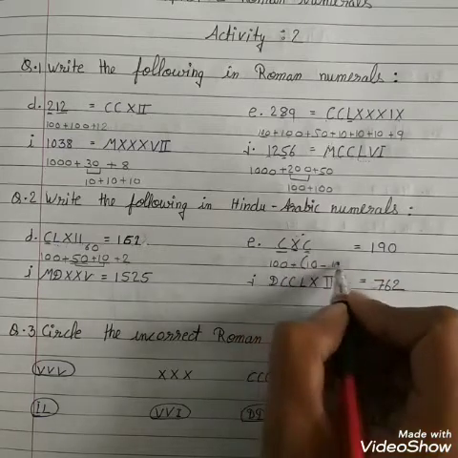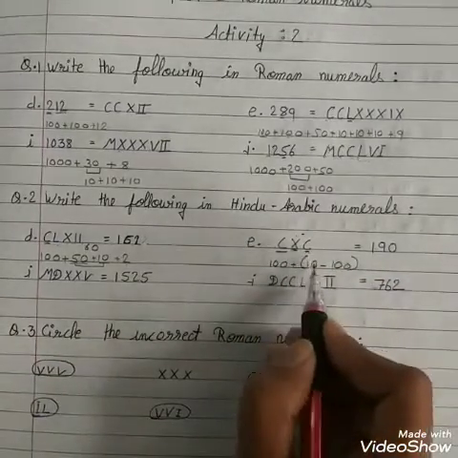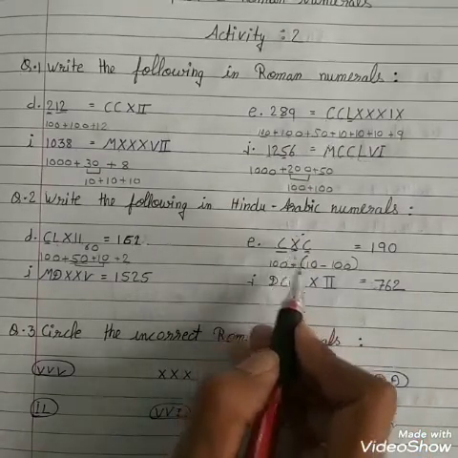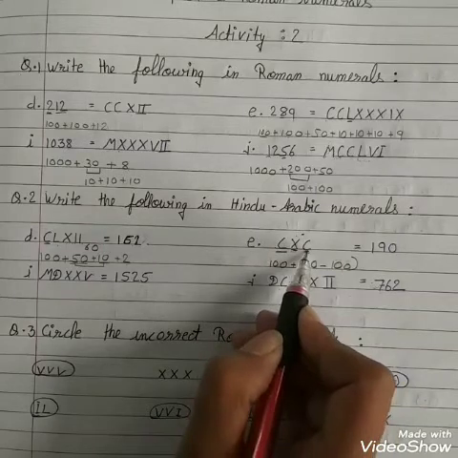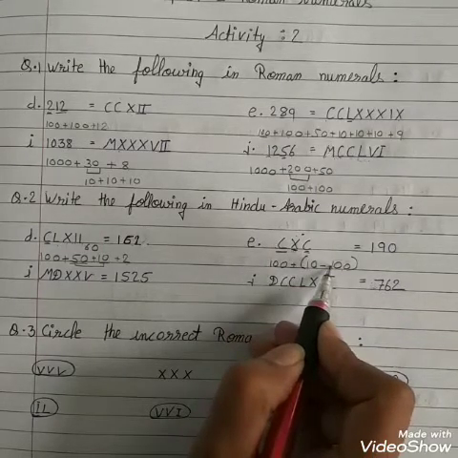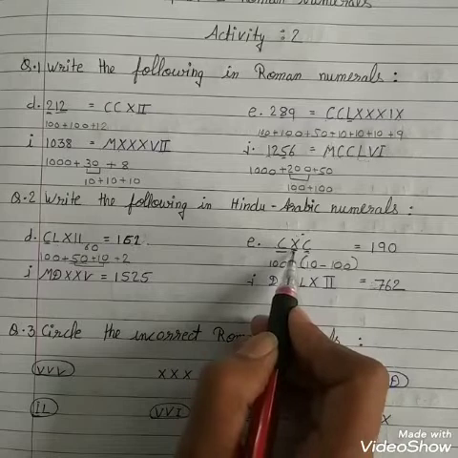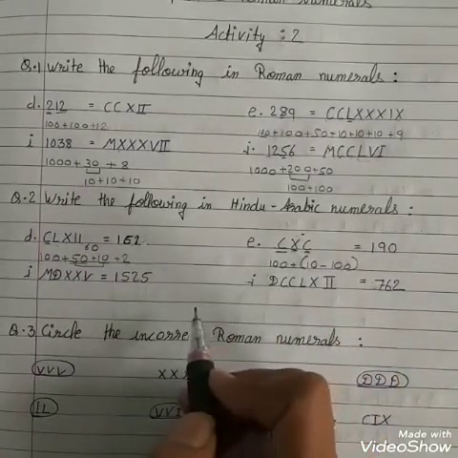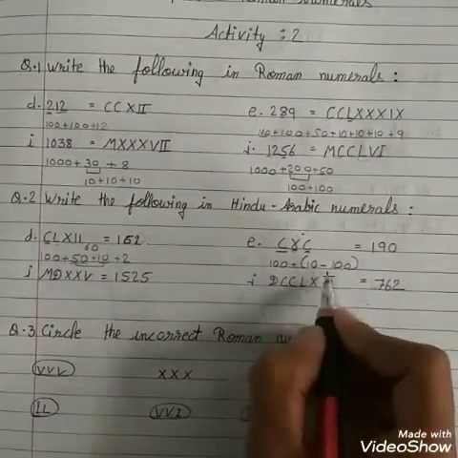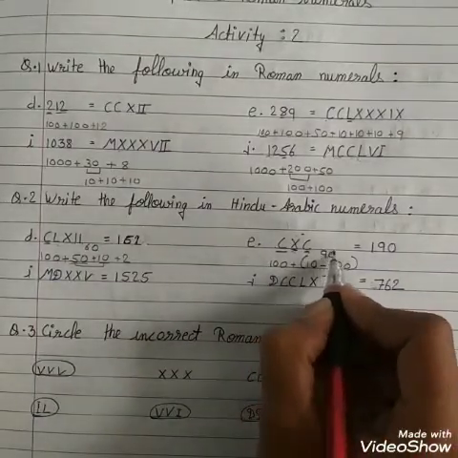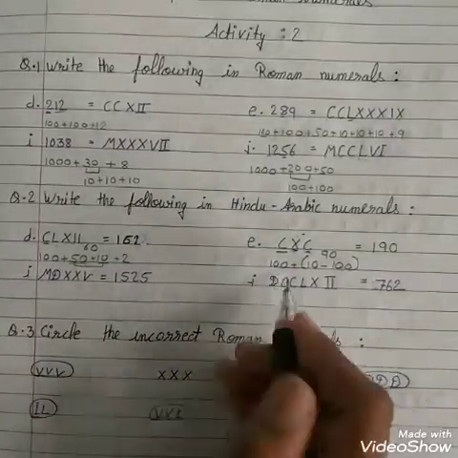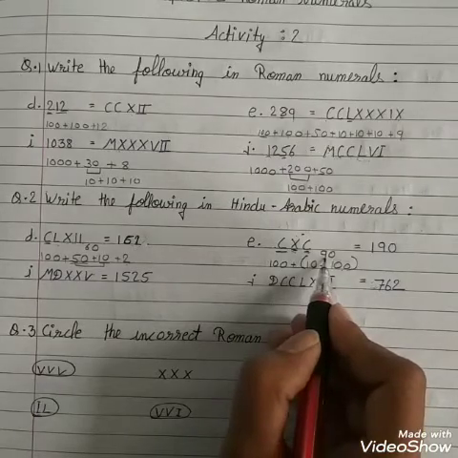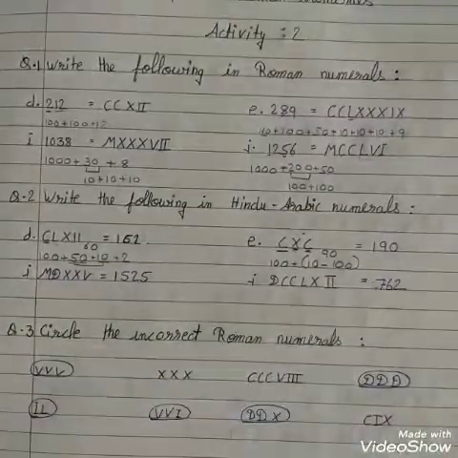That means 100. Now we will subtract 10 from 100. This is X, that means 10. We have C, that means 100. Now we have to subtract because we have a small symbol before a greater symbol. So we will subtract. It will become 90. Okay students. If we add 100 and 90, it will become 190.